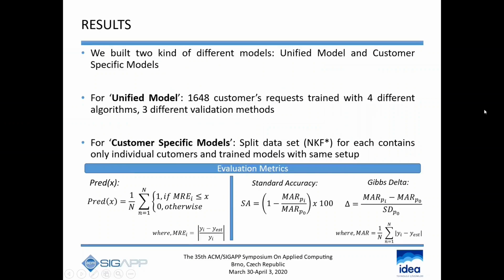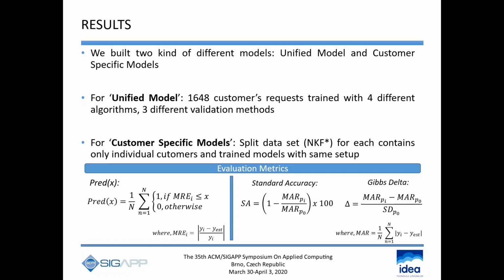We built 2 models. For the unified model, we used all data from each customer. But customer-specific models were trained only with the data of an individual customer, and we are going to use them to predict the related customers' requests. We evaluate our models with 3 different metrics.